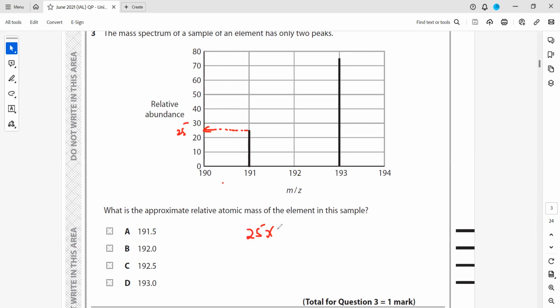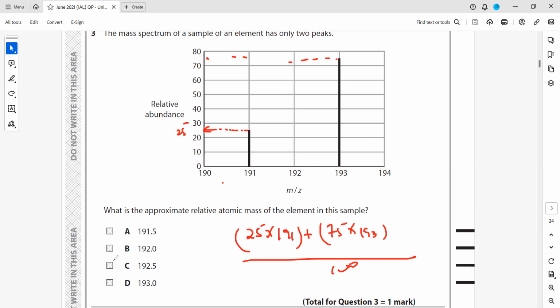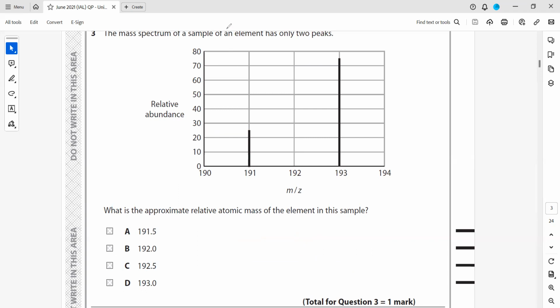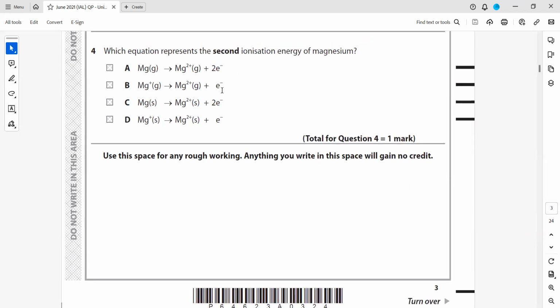25 multiplied by mass 191, plus the percentage, which is between 70 and 80, so it will be 75. So this will be 75 into 193, divided by the total percentage, which is 100. So when we simplify, it will give us 192.5. So C will be the right answer. The percentage of the isotope multiplied by mass, divided by the total sum of the percentages.